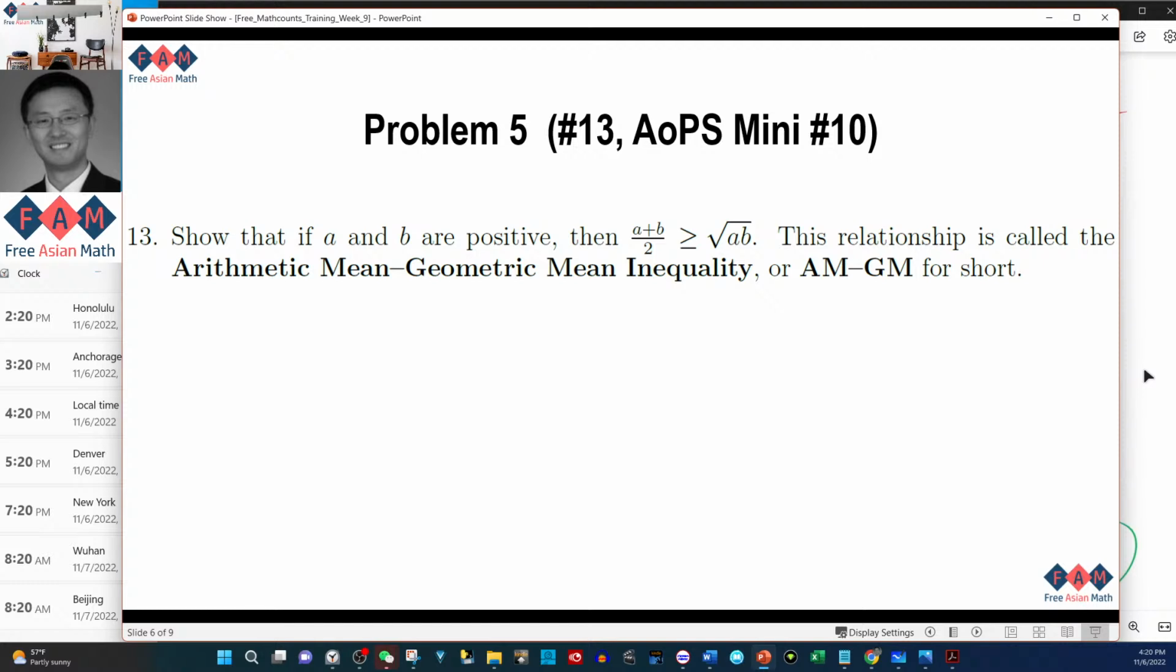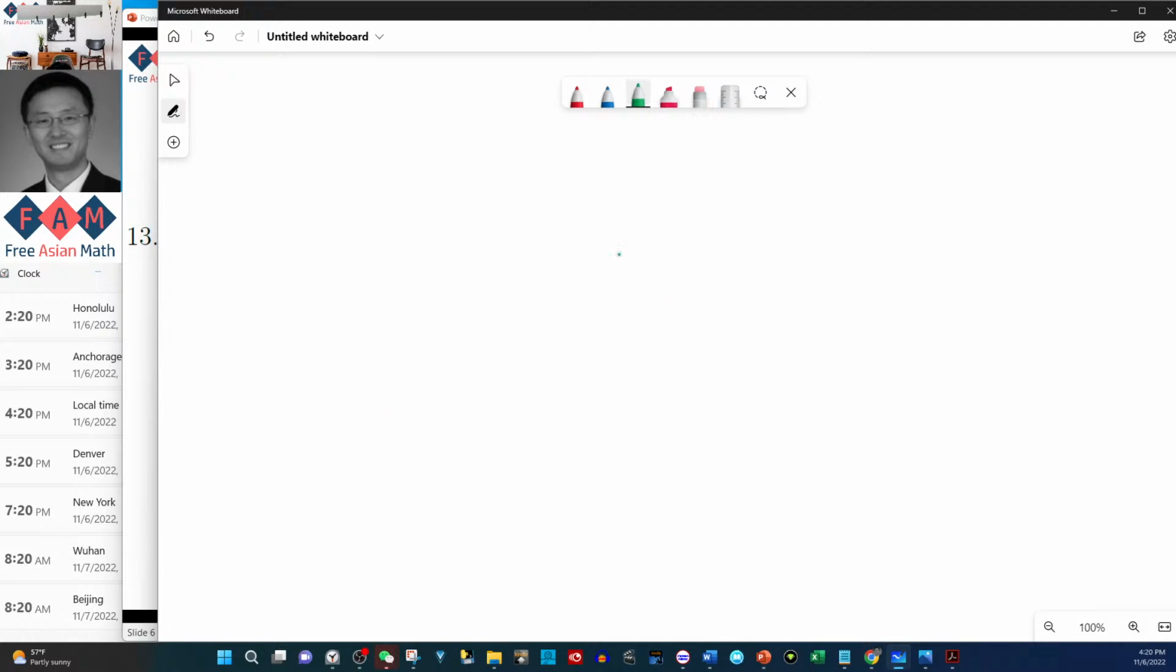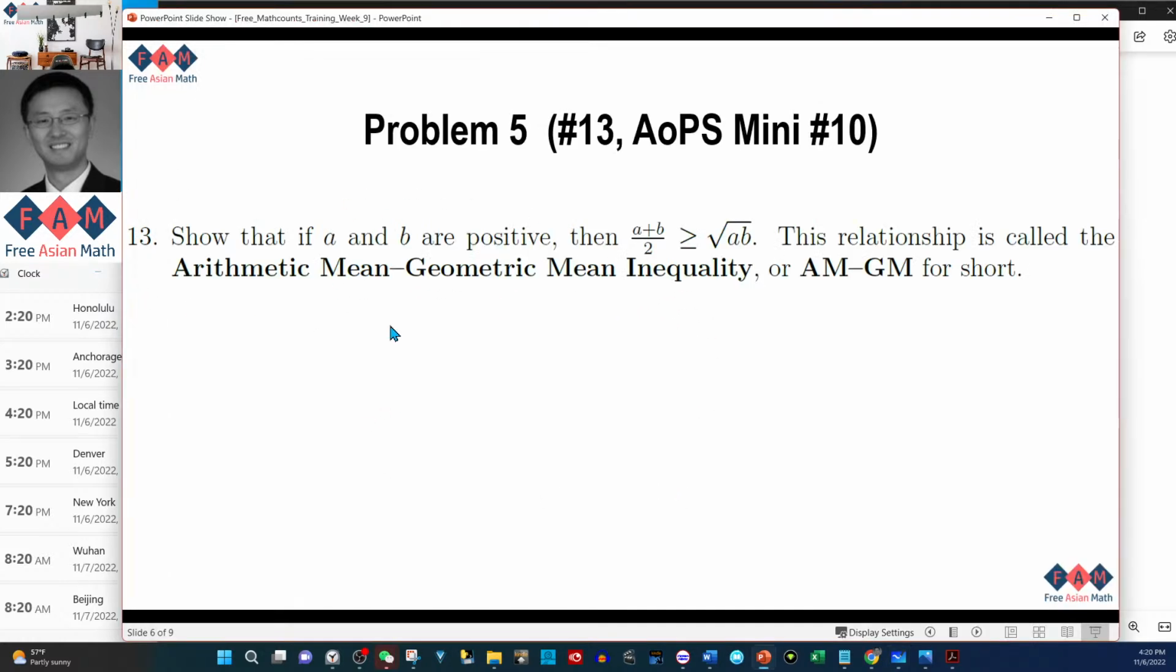So try to go to AM-GM's Wikipedia page to see there are many proofs there. Search for Cauchy's induction proof. It's absolutely just amazing. Okay, so let's see the next problem. We have 10 minutes left.